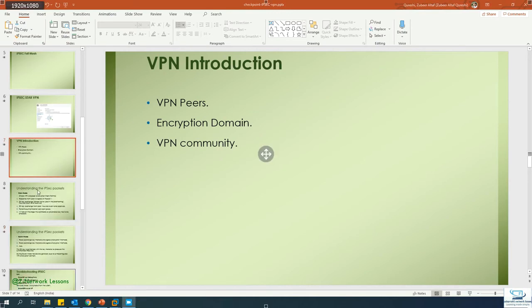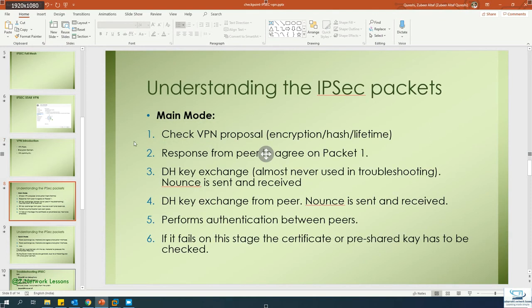Okay, let's move on to the next slide, and this is understanding the IPSec packets. This is the best thing. If you learn this, it will be easy for you to troubleshoot any IPSec VPN issues. Okay, so let's go with this.